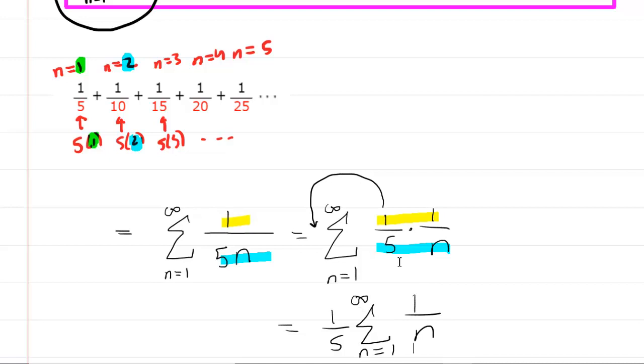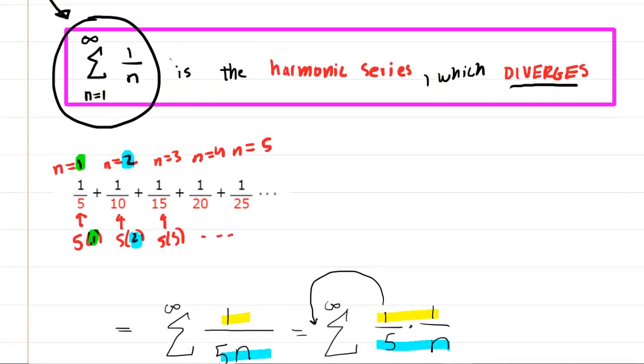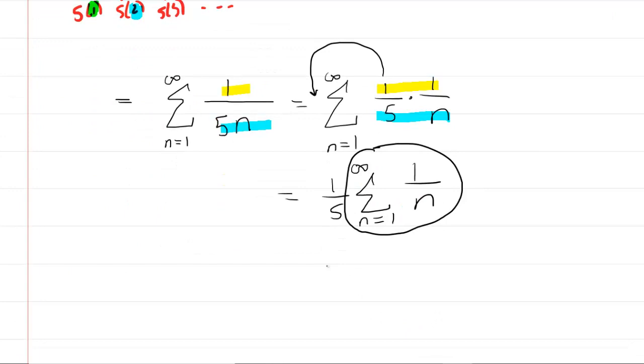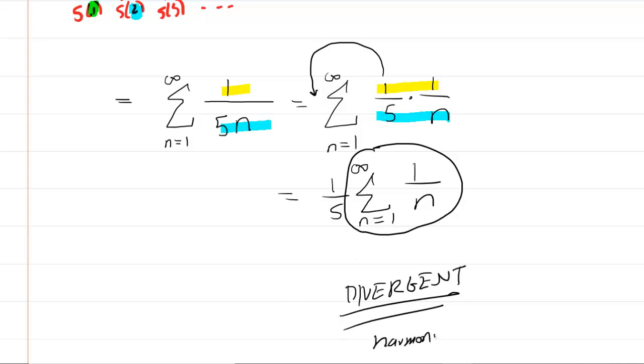Now recall that that right there is the harmonic series that we mentioned earlier in this circle over here. So basically what's going on is we are taking 1/5 and multiplying it by a divergent harmonic series. And that means that our series is in fact also divergent.